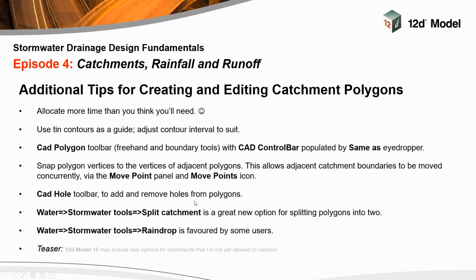I've already shown the CAD hole toolbar for adding and removing holes whenever you need it, very, very handy. There's also a very useful tool, this split catchment tool under the Stormwater Tools menu. It's relatively new if you haven't seen it before. It was always quite a painful job if you had a polygon that needed to be split in two because you needed to add a new node somewhere or something like that. Another option there is the raindrop option, which is favored by some users. I can't say I'm one of them, but some people do use it. Other people use downhill strings even to help them along the difficult process of creating catchment polygon models.